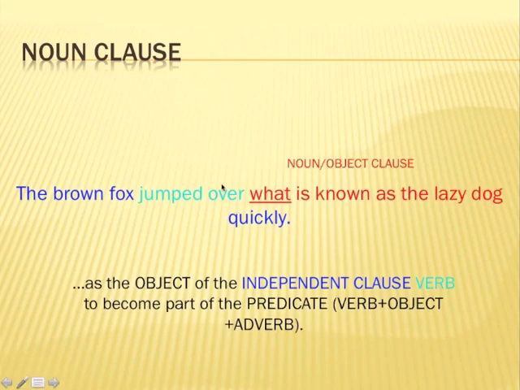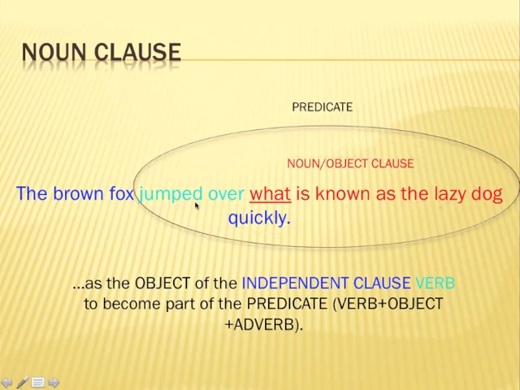Now, we can also have nouns in the place of where we would typically find objects. So in this case, what if I change the sentence a little bit and now put the phrase or clause, what is known as, and then change it to the lazy dog? Now it becomes basically the object of the independent idea. So now it becomes part of the predicate. The brown fox, and then the rest of the sentence.